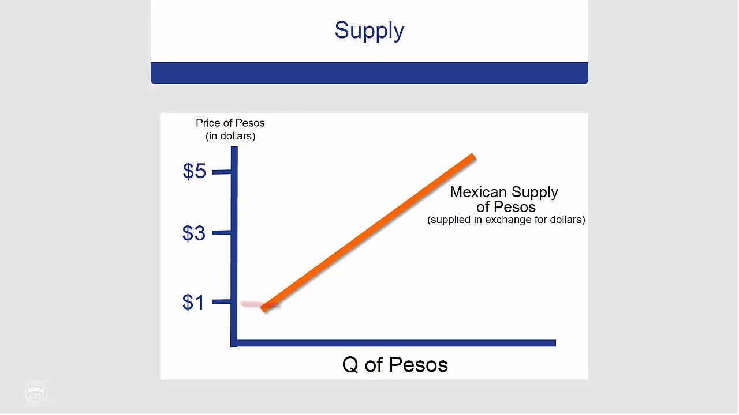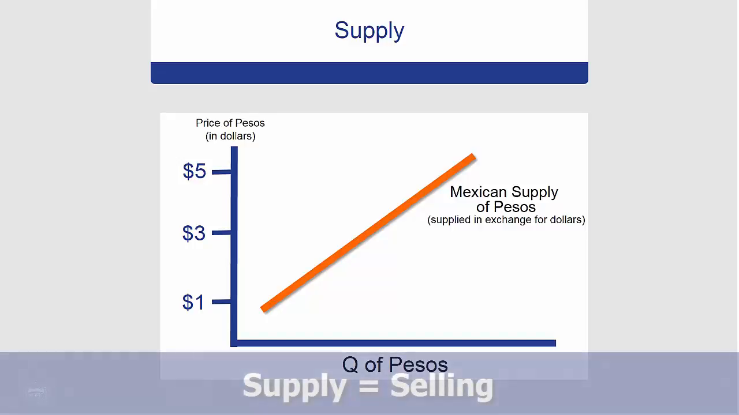I did want to take a moment to address the supply of a currency. This notion can seem a little confusing at first. Like any other good or service, supply is associated with selling something. In our example, people sell pesos or exchange them or trade them for dollars. If we can think about currency supply in this way, it helps us reason through situations just a little bit more easily.